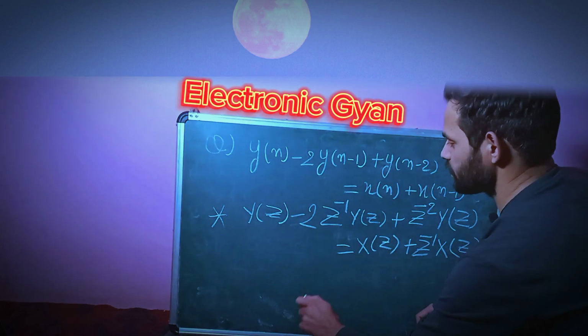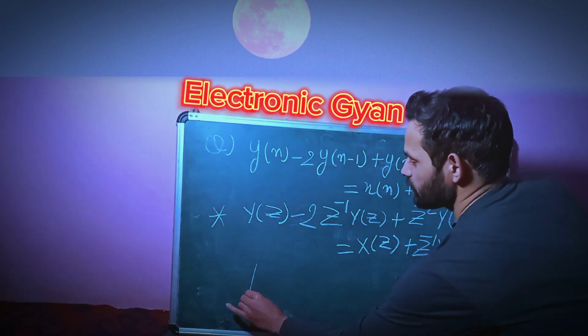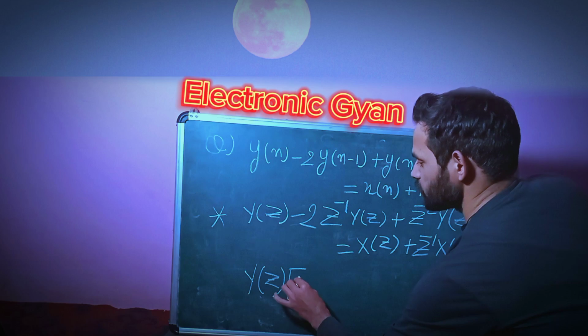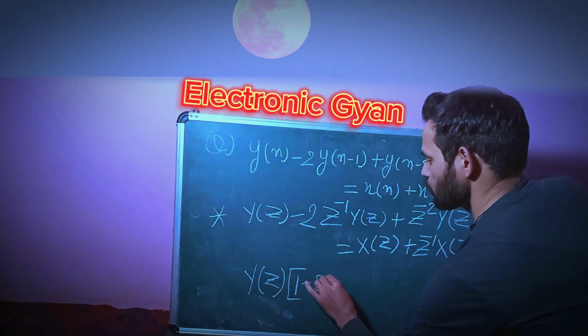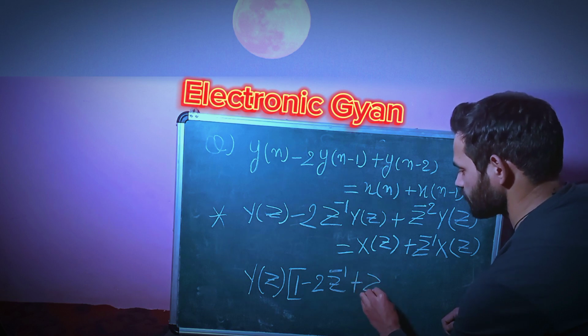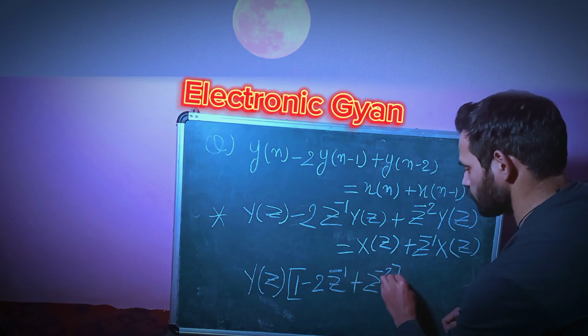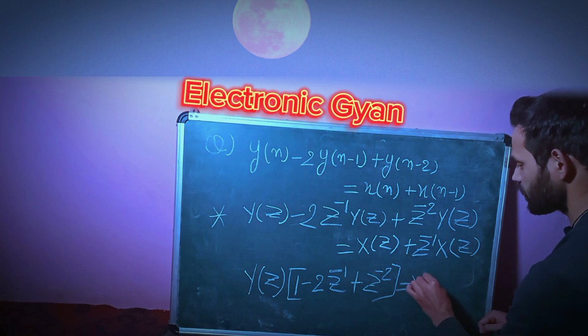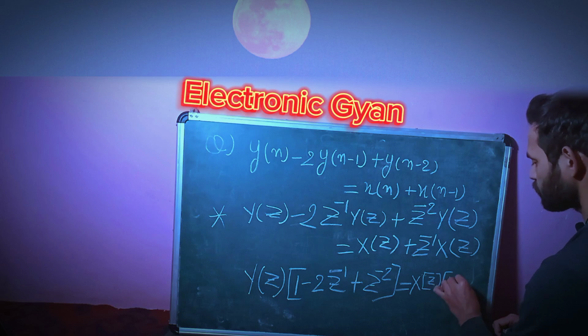Okay, so now separate this. What we will get here: y of z take common, so this is nothing but 1 minus 2 z inverse plus z minus 2, is equal to x of z into 1 plus z inverse.